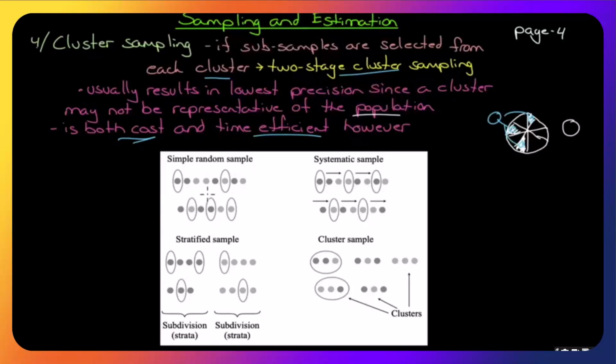So simple random sampling, we can see that we're going to grab 5 observations at random. We had a random number generator, and it generated numbers that ended up choosing those observations. For systematic sampling, notice that it is evenly spaced, that our observations are evenly spaced out. It's every third observation that we're going to take.